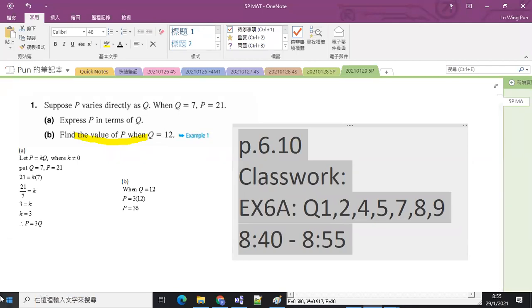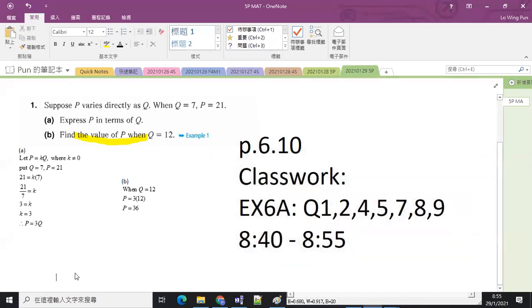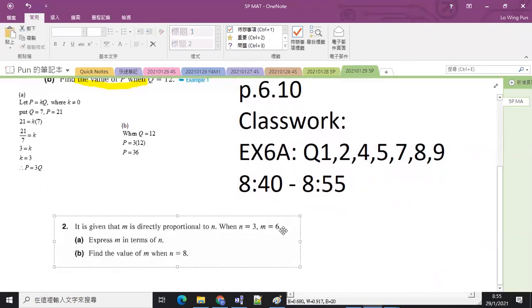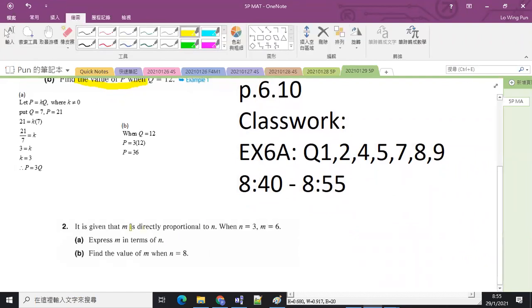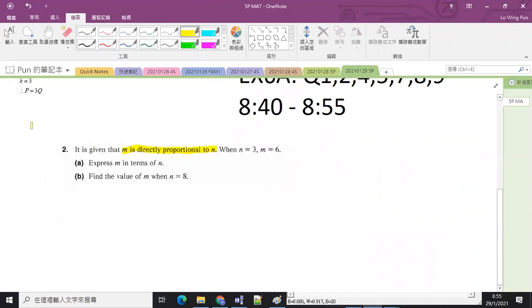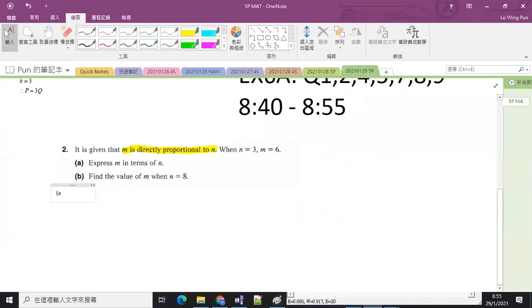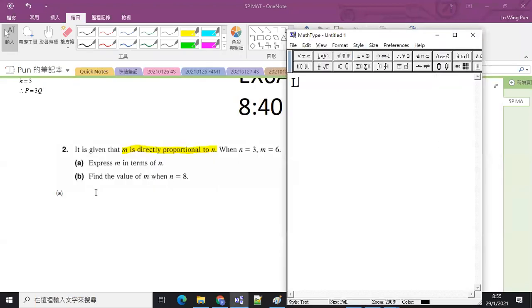Okay, let's check the answers. Number 2, it's given that m is directly proportional to n. Again, you can see this key sentence: m is directly proportional to n. So no matter what is asking, we can just do this. Let m equals k times n, where k is not equal to 0.